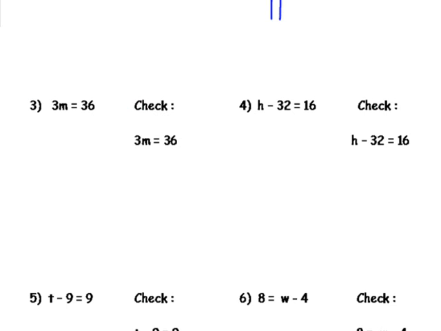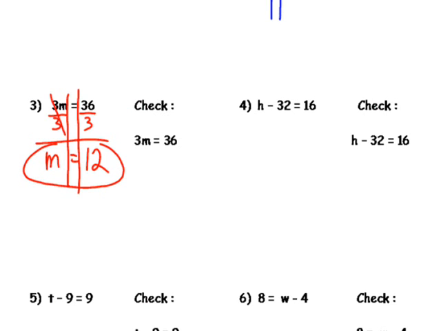In the next example, we have 3 times m equals 36. The inverse of multiplication is division. So I'm going to divide by 3. Divide by 3. M would have a value of 12. And let's double check it. Now, what your teachers may have you do, they may actually have you rewrite the equation over here in your check. Then they might have you substitute in your answer. So they may have you do the check this way. If not, you can always check them mentally.